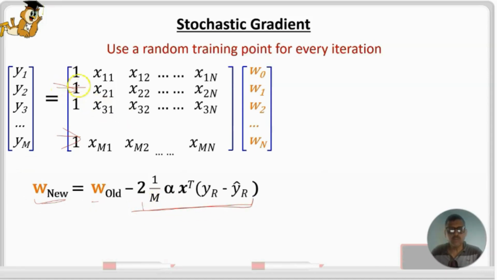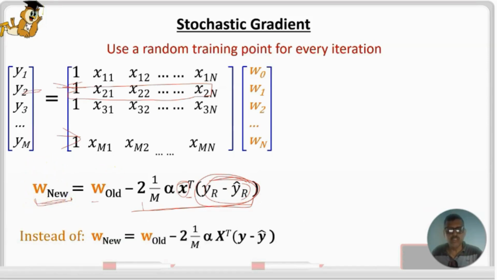Because your X matrix is no longer a matrix, but just any one randomly chosen row out of this matrix X. You have this X as a vector now, and y_r minus y_r hat, basically the y corresponding to that row, the observed and the computed, is a scalar. So you are multiplying a scalar with a vector. There is no vector matrix multiplication, and you get the new W in each iteration.